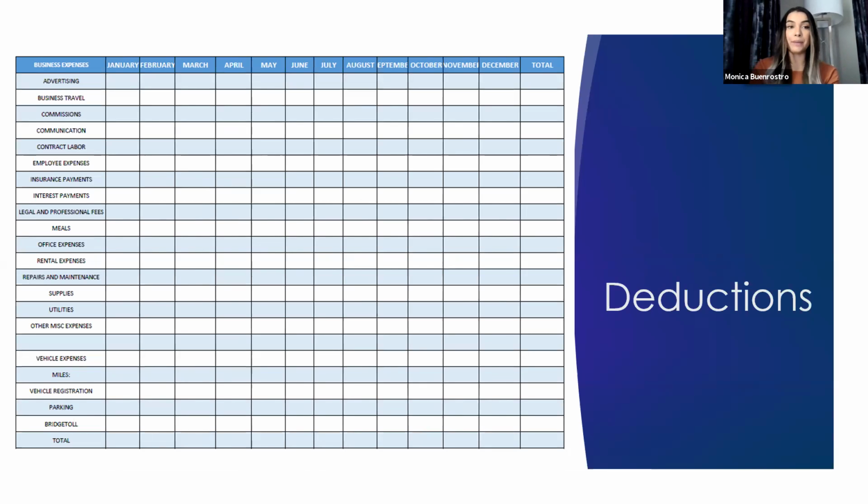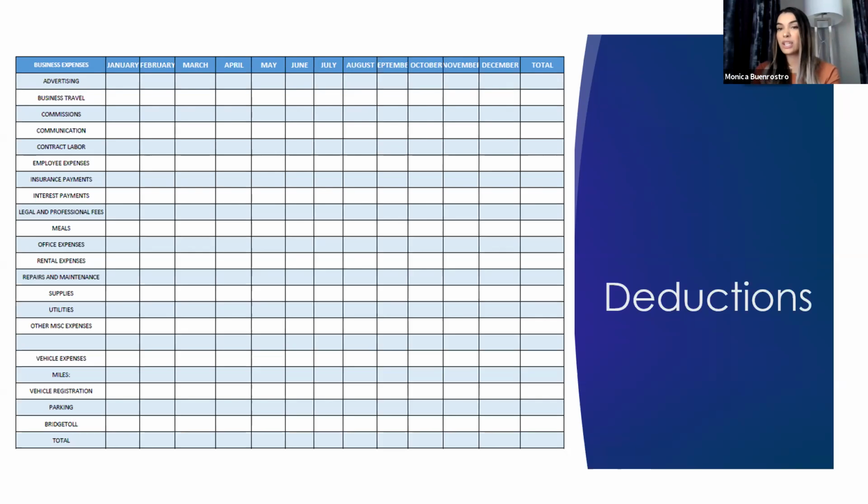So literally, travel expenses, these are some of the most common expenses as well. Legal and professional fees, or interest payments that you might be paying on the business credit card, or things like that, or any loans that you may have. Something that I haven't touched on is business expenses.